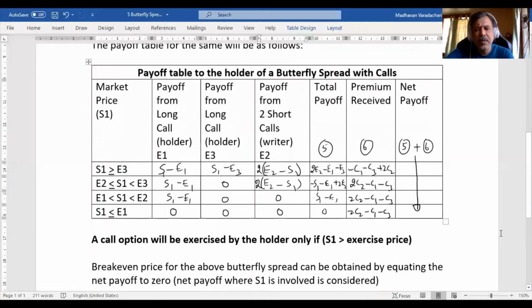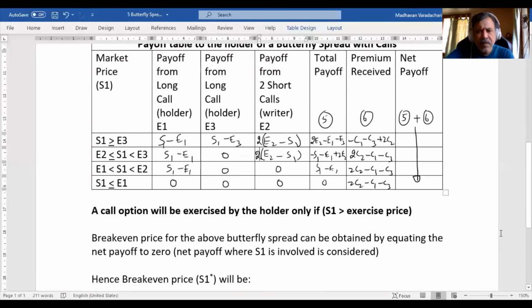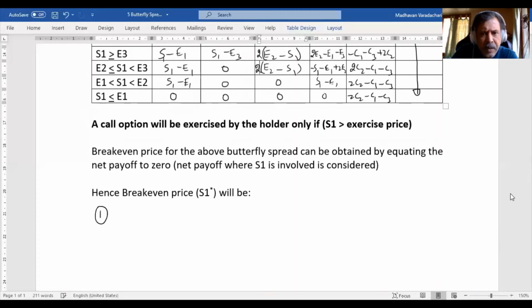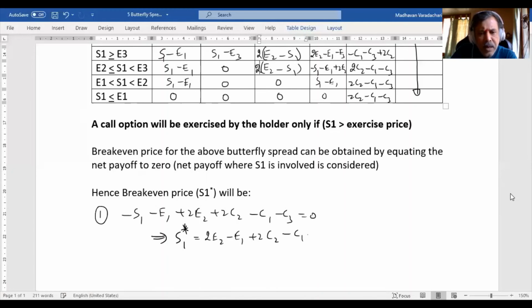Now, in order to calculate our break-even price, we'll look for where S1 is present. Here it is present. Here it is present. So I will have two break-even prices. The first one: I need to equate negative S1 minus E1 plus 2 times E2 plus 2 times C2 minus C1 minus C3 to 0, which means our S1 star, because it is a break-even, should be 2 times E2 minus E1 plus 2 times C2 minus C1 minus C3.